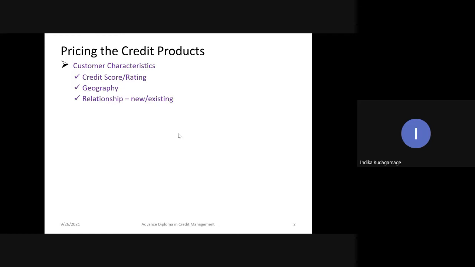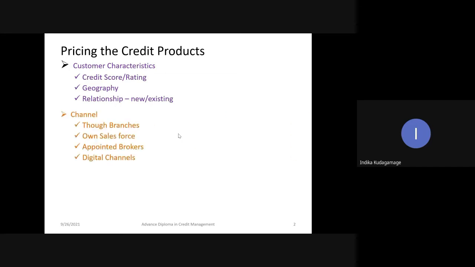Relationship. New customers normally get a higher price. Existing customers, with good repayment, will get a lower price. Like that, customer characteristics are important in deciding the pricing.